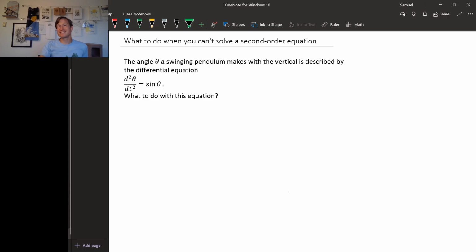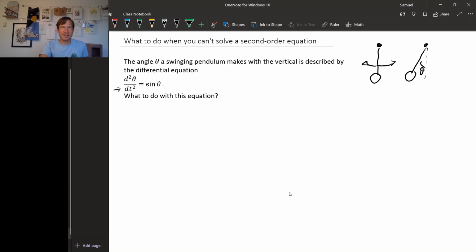So there are some interesting second order equations that we can't actually solve exactly, but we'd like to have some information about. Here's a typical one. If you have a pendulum swinging back and forth, to describe the position of the pendulum, you measure the angle that it makes with the vertical like this. You call this angle theta. Then it turns out if you do the physics, the angle theta obeys this differential equation.